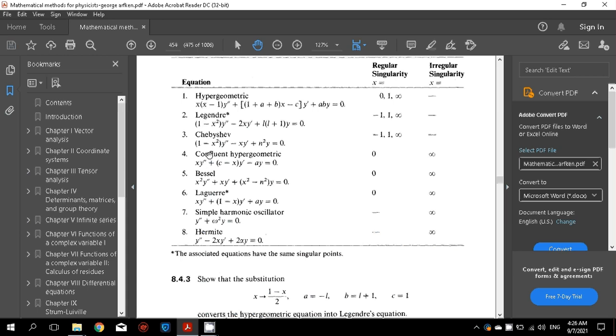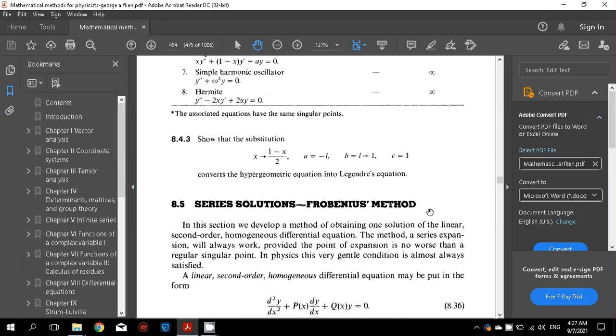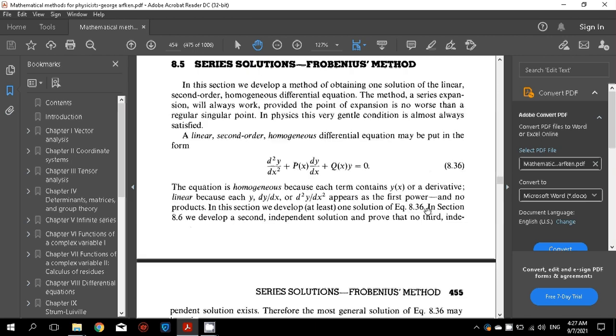In this set, the most general equation is the Bessel's equation, this one, so you must recognize this equation, and then the next important equation is the Legendre equation, and then we will go to the Laguerre equation, Hermite equation, and this is the simple harmonic oscillator. Okay, so I would recommend that you must go through exercises 8.4.1 and 8.4.2.